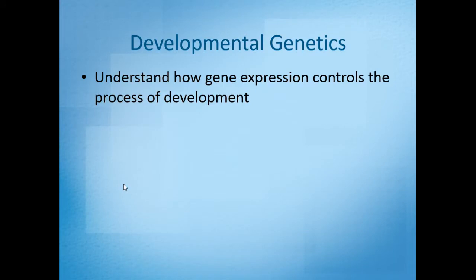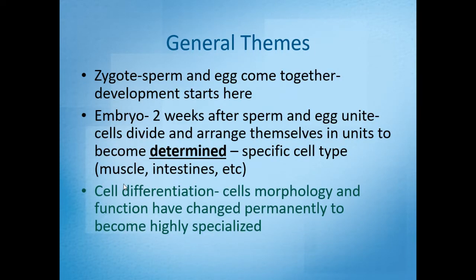So developmental genetics, you're going to be understanding how gene expression controls the process of development. A couple themes we're going to talk about. It's a zygote, that's a sperm and egg coming together, and this is where development starts. You're considered an embryo 2 weeks after the sperm and egg unite.